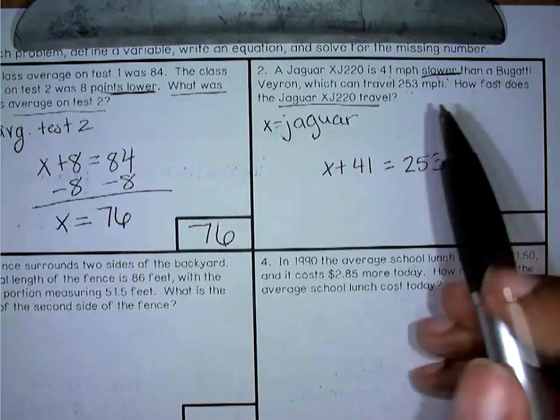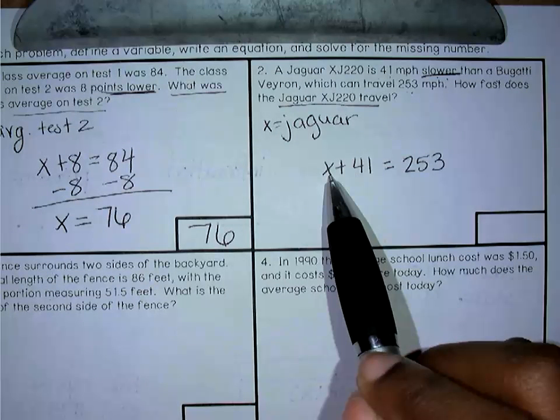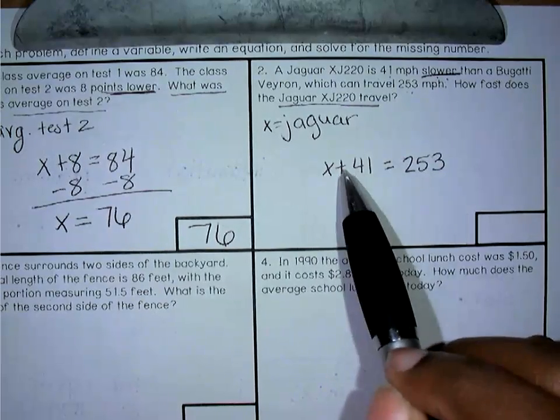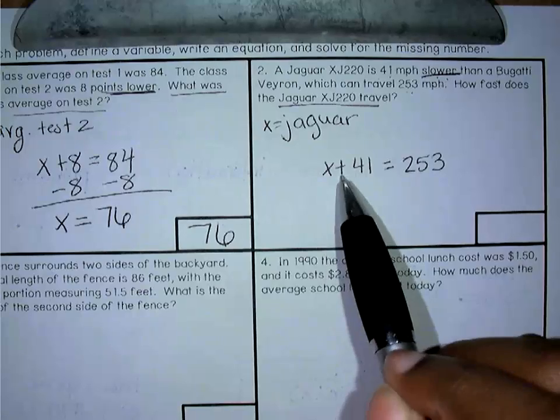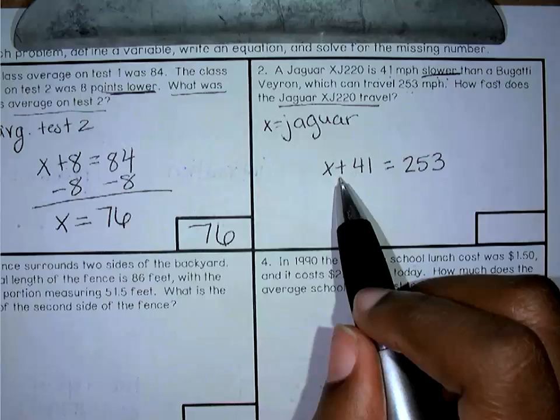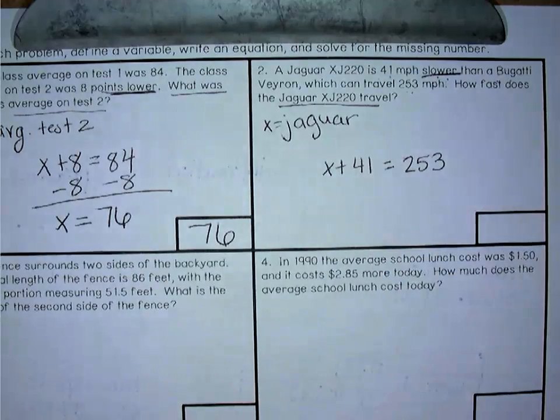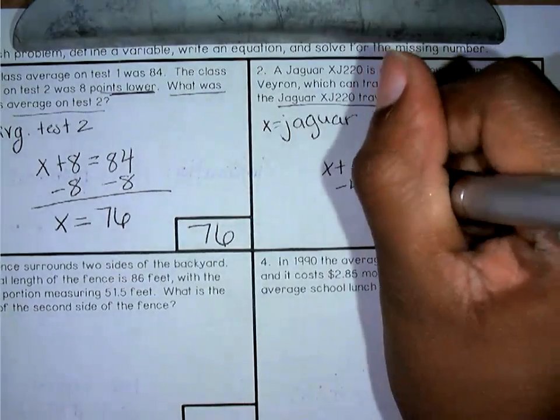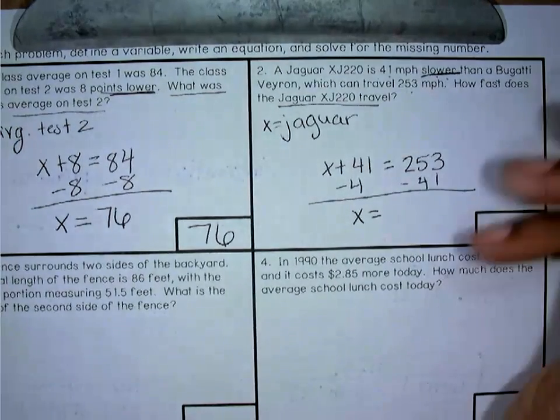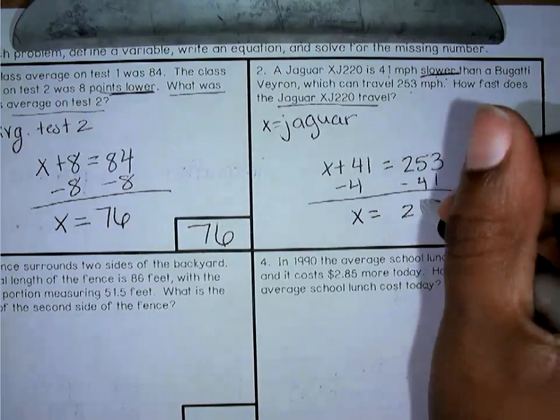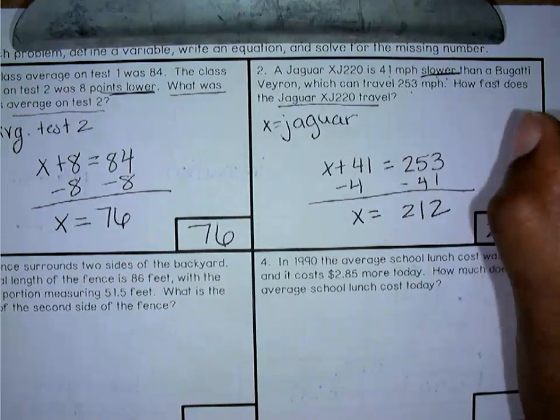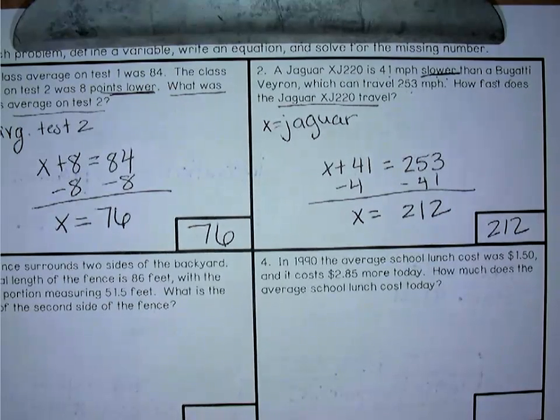Okay, so here's the sense. The Jaguar is slower, 41, but when we set it up, we know what the Bugatti is, and we know that we would have to subtract it to get it, right? So remember the opposite, it says slower, right? But in order to get the opposite, we need to add it first and then subtract it, because the inverse says to do that. So you would subtract 41 from both sides. Now you have x by itself. And now over here, x is 212. You go back on the calculator to check it, and it will work out to be 212 would fit that equation.